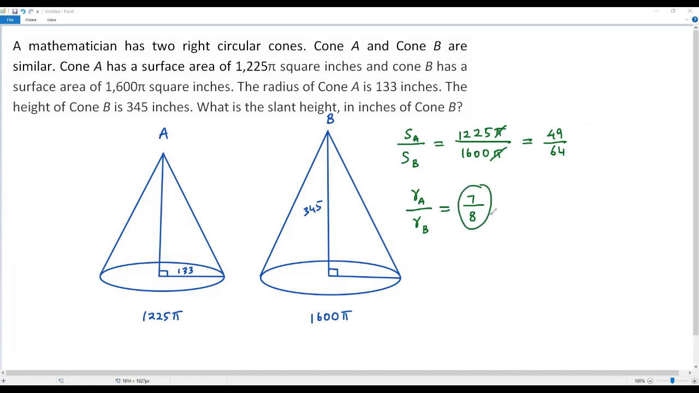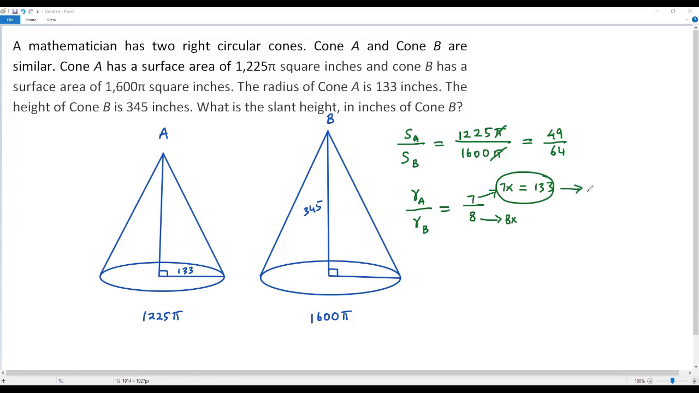From the terms of the ratio over here, to get the radii of the two cones, I have to multiply both terms of this ratio by the same non-zero number, say x. When I multiply 7 by x, I am getting 7x. When I multiply 8 by x, I am getting 8x. This 7x represents the radius of cone A and this 8x represents the radius of cone B. Already we have the radius of cone A, that is 133. So this 7x can be equated to 133. Now let's solve for x in this equation.